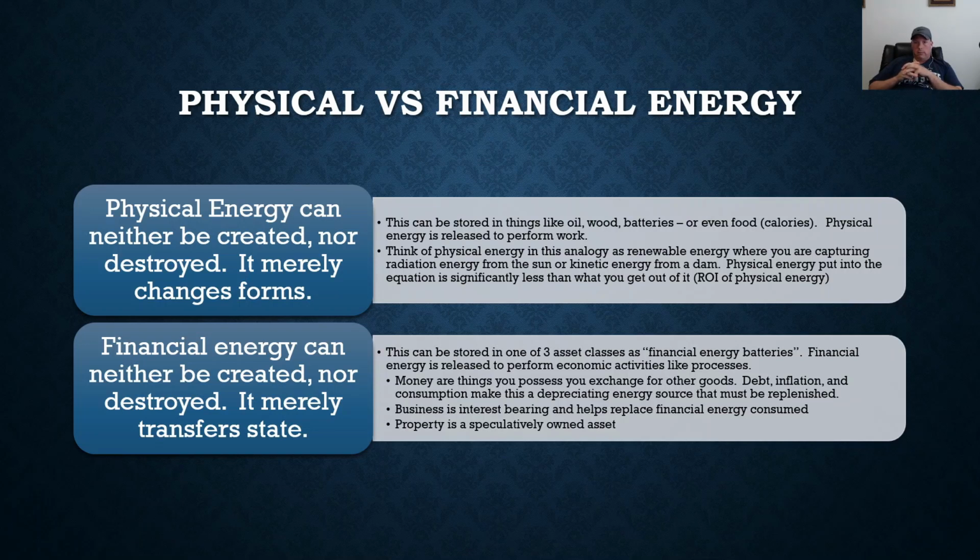Lastly, property is a speculatively owned asset. Now, I'm probably going to catch some flack for this one too, but if you buy a house and you're going to live in it, it's still a speculative asset. If you want to buy a house, you're looking for it. Hey, where's the best neighborhood? What are the best schools? Where's the best location? Is it close to work? You're potentially speculating that your house is going to go up in value in 20 or 30 years.